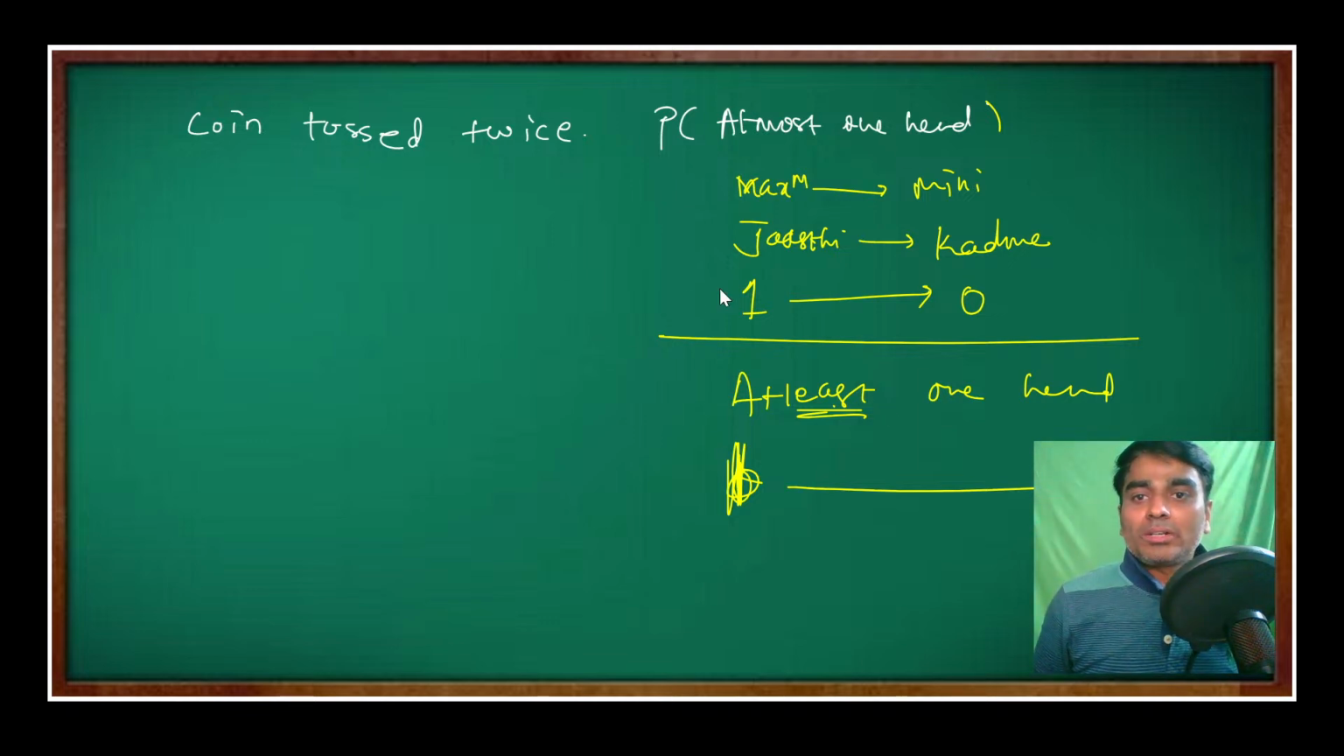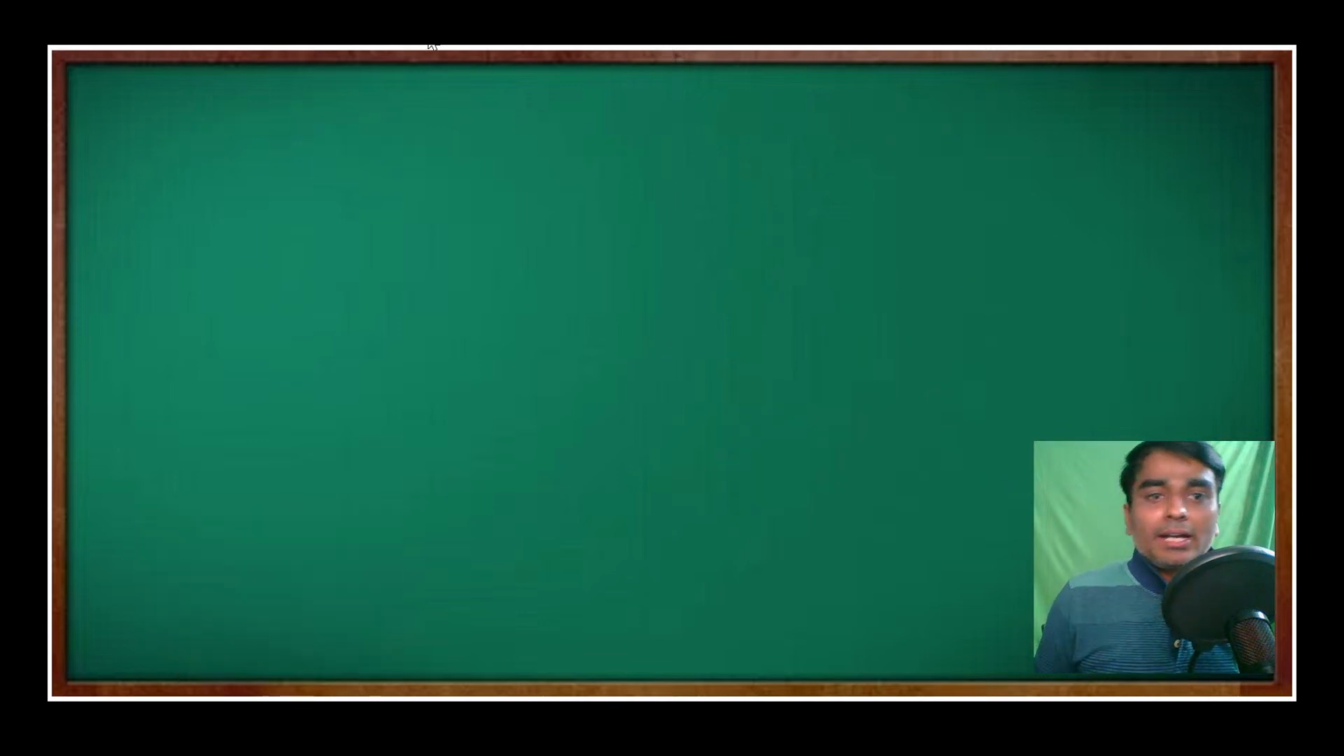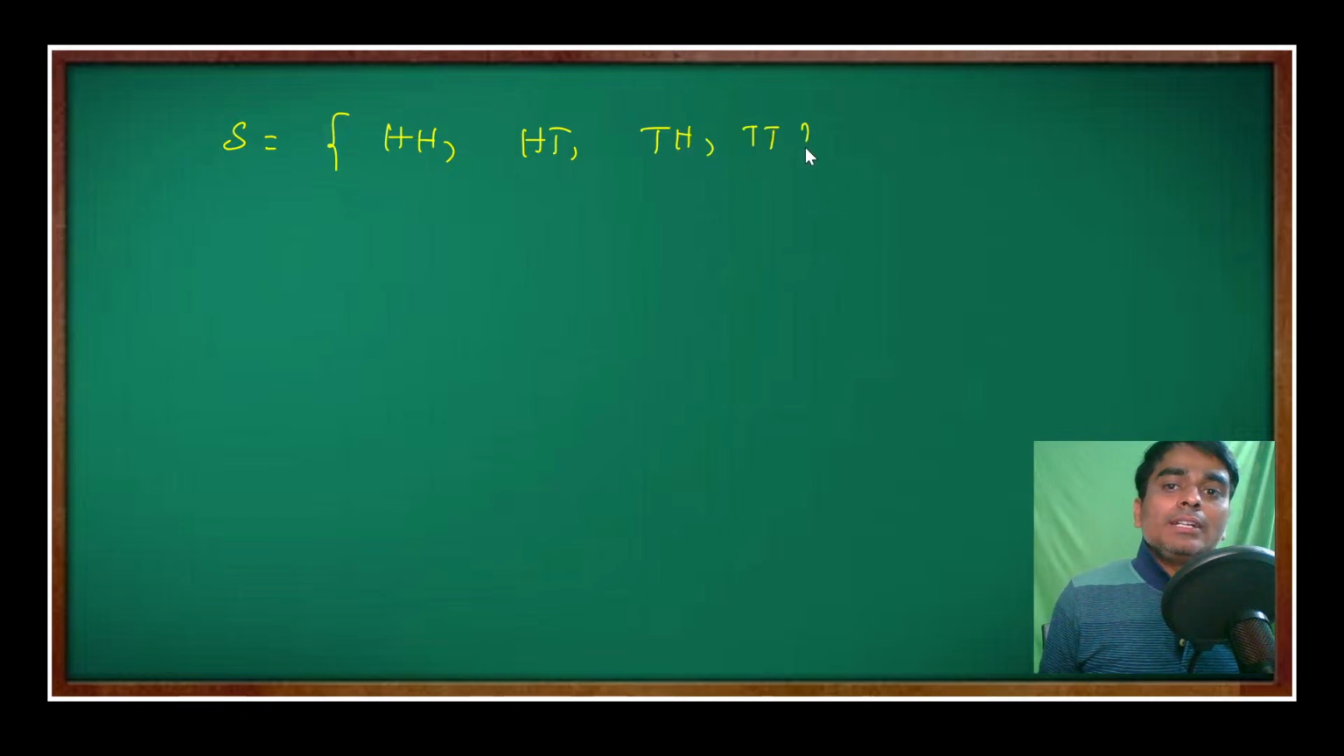This is very important. At most means come down, at least means go up. Simple, right? So here the question is at most 1 head. First write the sample space. 2 coins: HH, HT, TH, TT. Correct? So total sample space is 4.